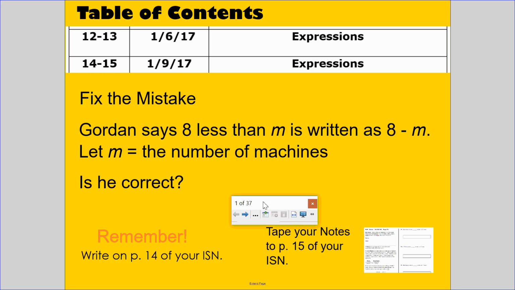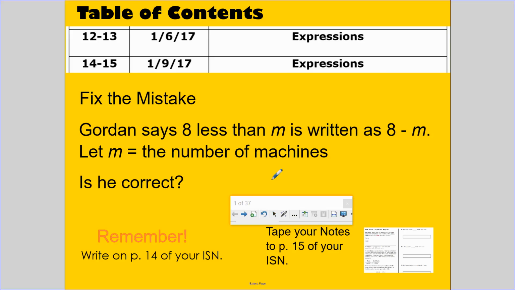So this is the second lesson of writing algebraic equations. So let's fix the mistake. Gordon says, "8 less than m is written as 8 minus m. Let m equal the number of machines." Is he correct? Let me get my pen.